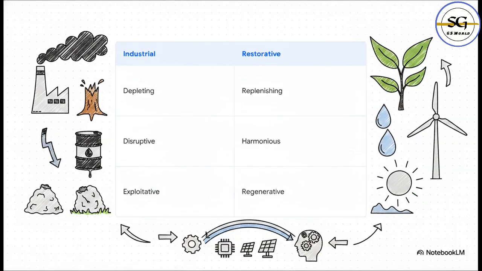Let's bring all of this together in a final summary table. On the left side, you've got the traditional industrial approach. It's depleting, it's wasteful, it's disruptive to natural cycles, and it is hyper-focused on over-exploitation. Now look at the right side, the restorative or regenerative approach. It's replenishing, it's sustainable, it's harmonious with nature's innate wisdom, and it is entirely focused on regeneration.